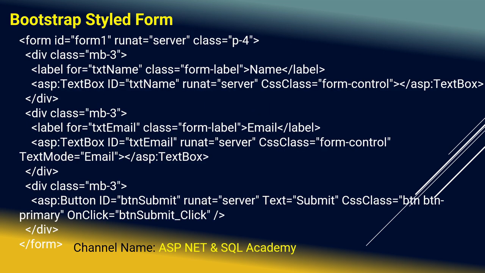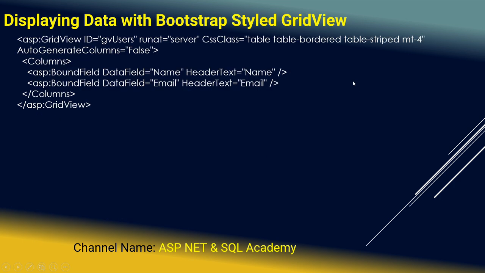The data entry form uses Bootstrap's spacing and form control classes. The ASP.NET text boxes and button get Bootstrap styles via the CssClass property for a consistent look. The grid view shows submitted data with Bootstrap's table, table-bordered, and table-striped classes for a clean, professional appearance.